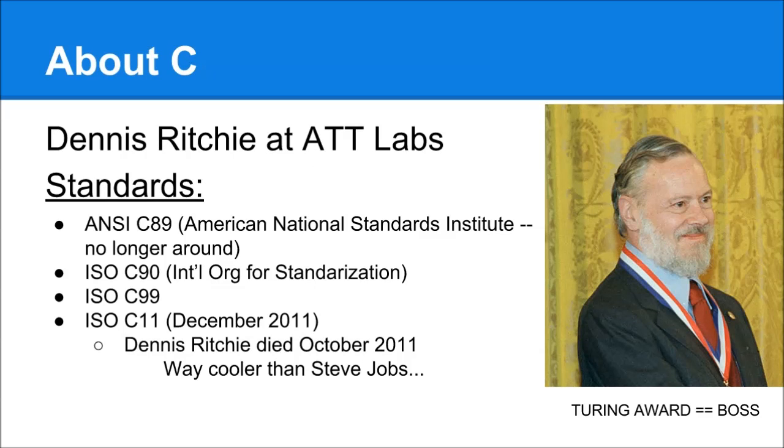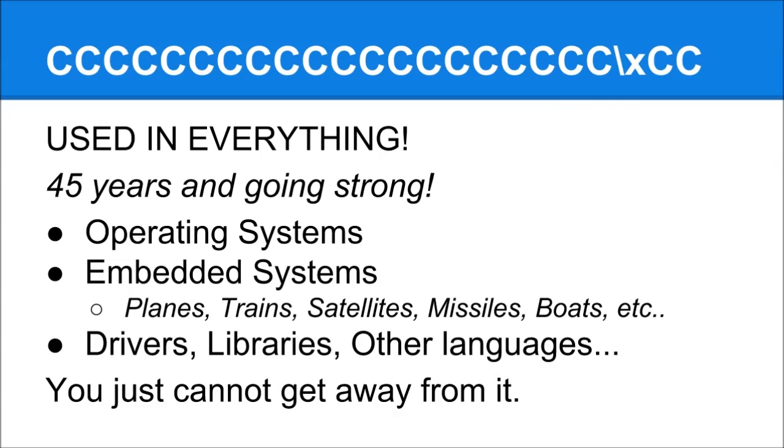So the guy who invented it, I think, is way cooler than Steve Jobs. It started in '89, and there's been a number of standards for it. The most recent is C11, but most people still refer to C99. And the guy who invented it, Dennis Ritchie, won a Turing Award, which is one of the highest awards you can win in all of computer science.